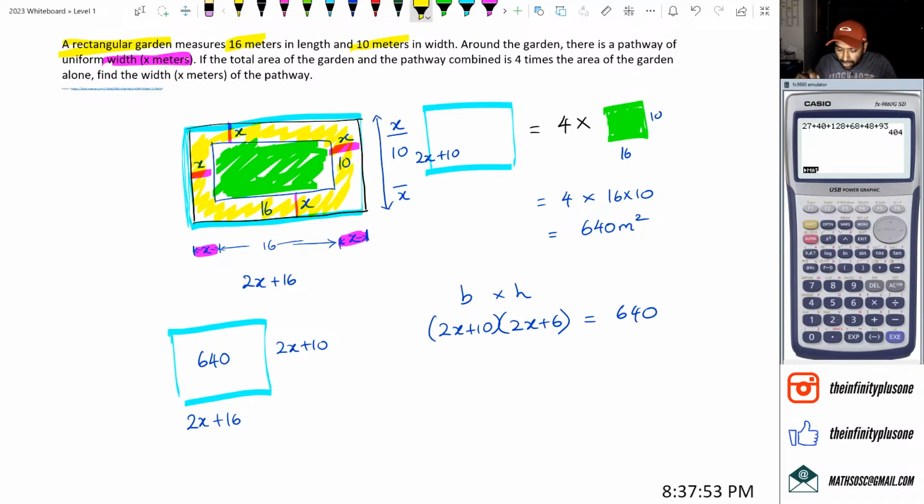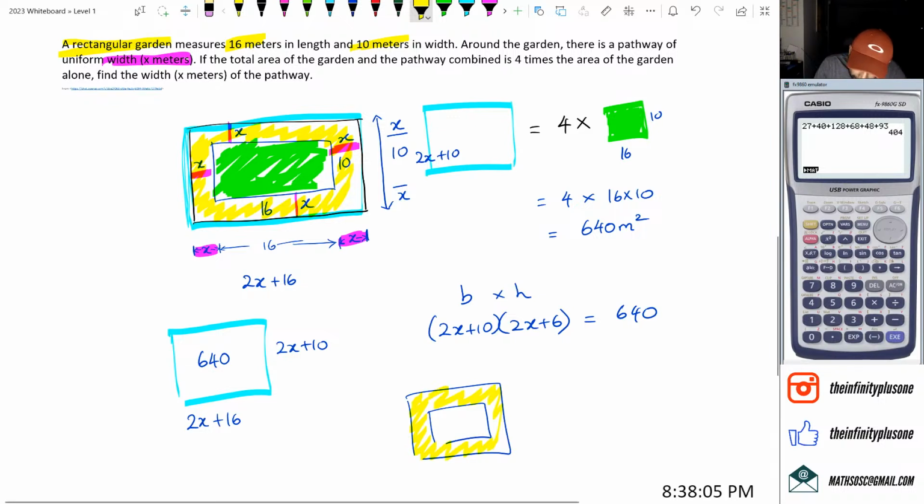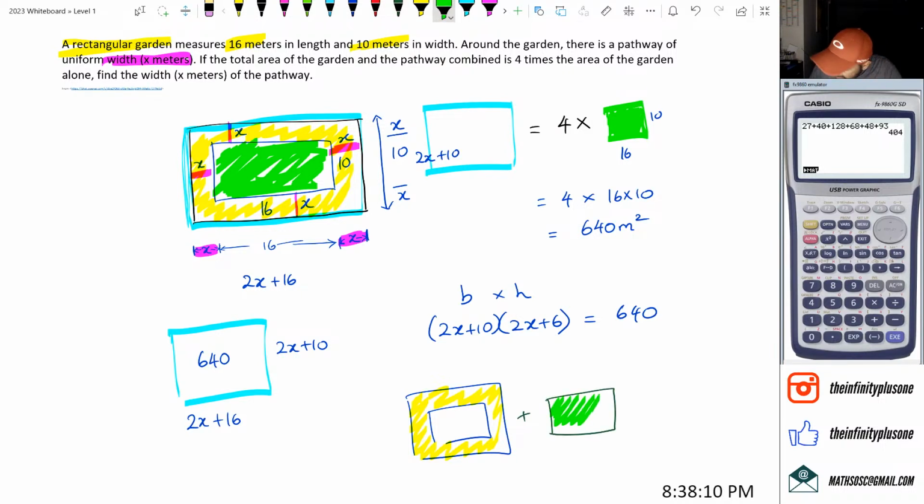The pathway itself is only the yellow colored area. So if you think about it like this, it's separate. So this is the pathway. So the pathway is here, plus the inside garden, which is in there, is equal to 4 times the garden itself. Now the x is actually the width itself.